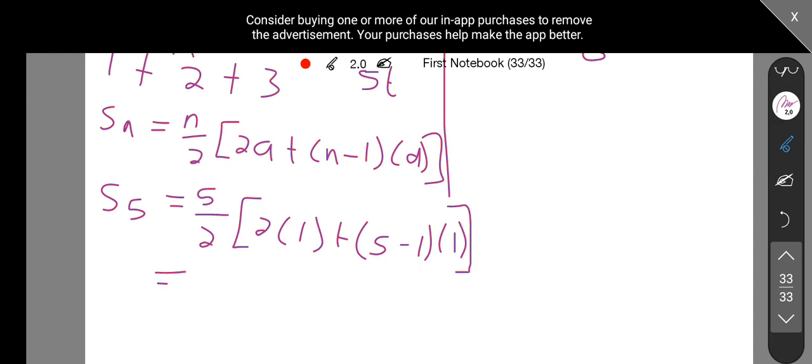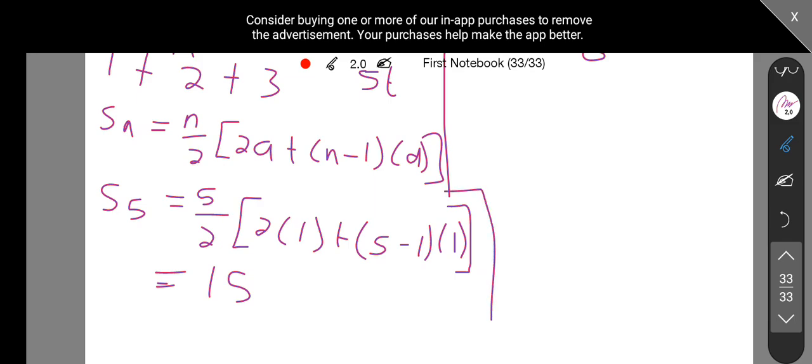So we're going to use a calculator to find the sum. So this will be 5 over 2, open brackets, 2, open brackets, 1, plus 5 minus 1 multiplied by 1, and we get 15. I hope you can see this.